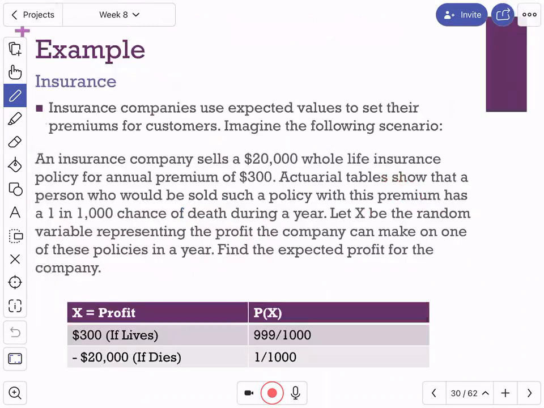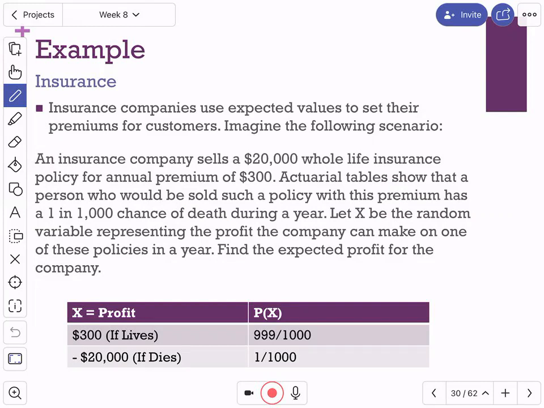So you try this example here. Insurance companies use expected values to set their premiums for customers. Imagine the following scenario. An insurance company sells $20,000 whole life insurance policies for annual premiums of $300. Actuarial tables show that a person who would be sold such a policy with this premium has a 1 in 1,000 chance of death during a year. Let X be the random variable representing the profit the company can make on one of these policies in a year. Find the expected profit for the company.